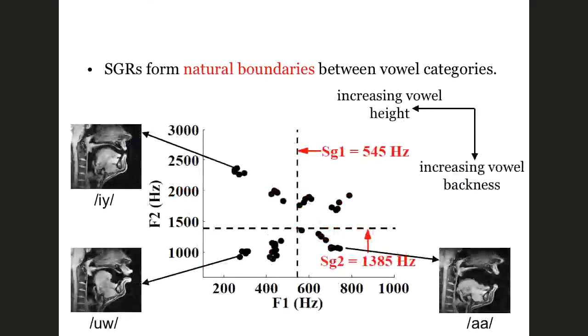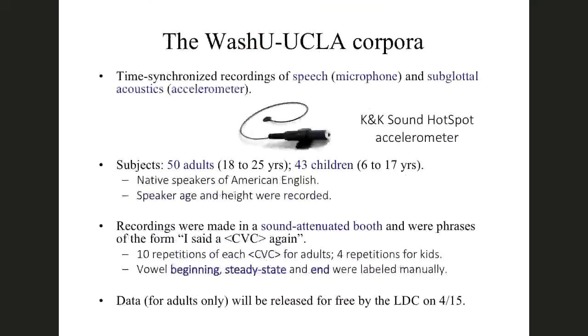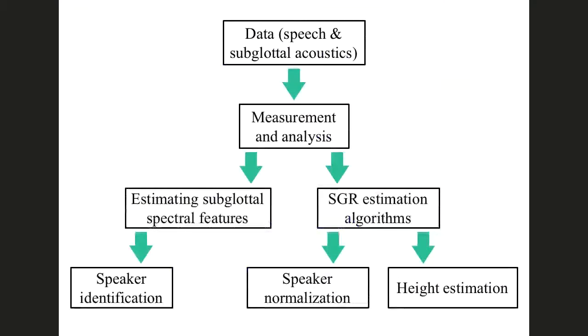So again, we actually worked with WashU in St. Louis to collect a corpus. There was no corpus at the time. We recorded people and measured their subglottal resonances and their speech signals as well, and developed algorithms to extract the resonances from a regular speech signal. And we found that actually we can use that information to estimate the height of a person.